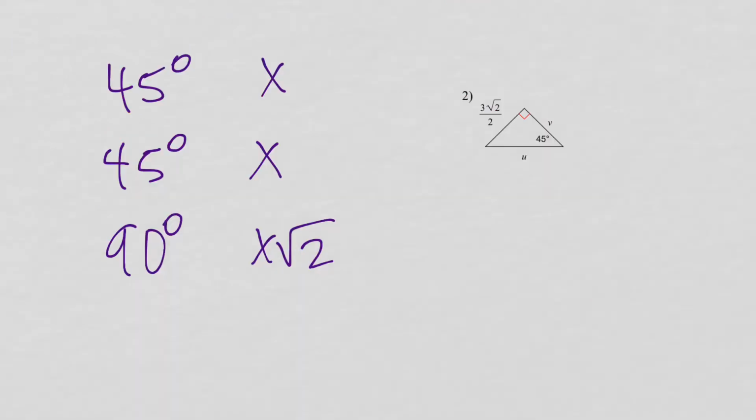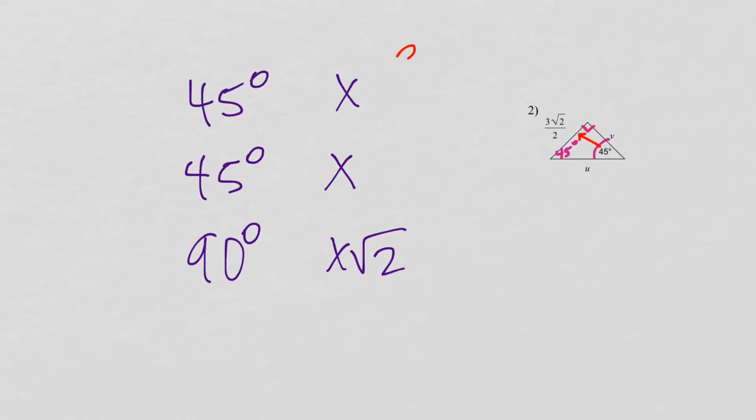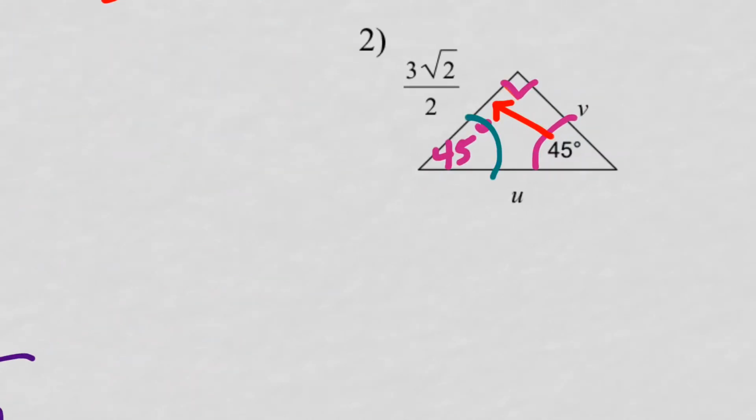Here's another example. So for number 2, again, they give us a 45 degree angle, a right angle, which is 90. So this one has to equal 45 degrees also because it's a triangle. So since I know the length of the leg opposite the 45 degree angle, I'm just going to write down what it equals. So if the leg opposite the 45 degree angle is equal to 3 square root of 2 divided by 2, that means that who else is going to equal 3 square root of 2 over 2? Leg V, because both legs have to measure the same.